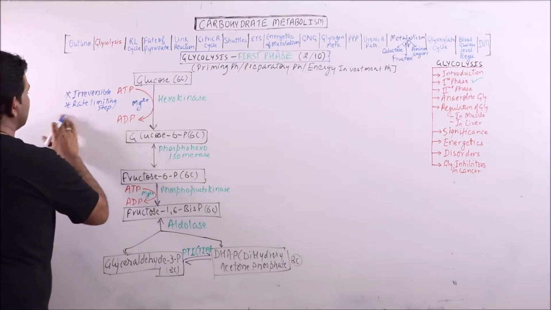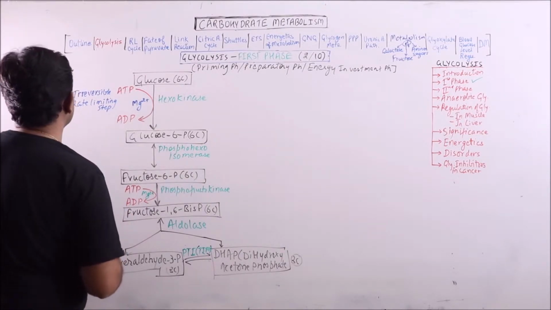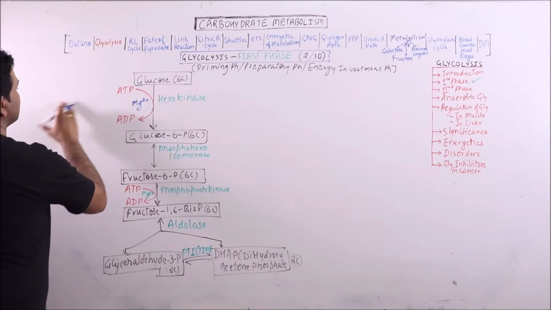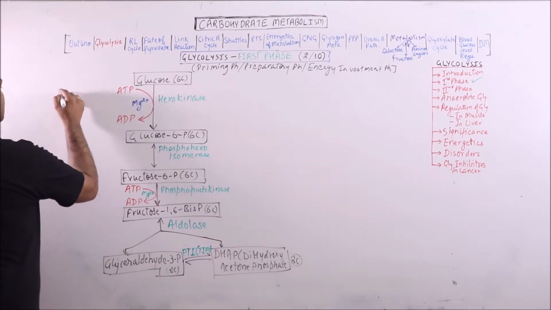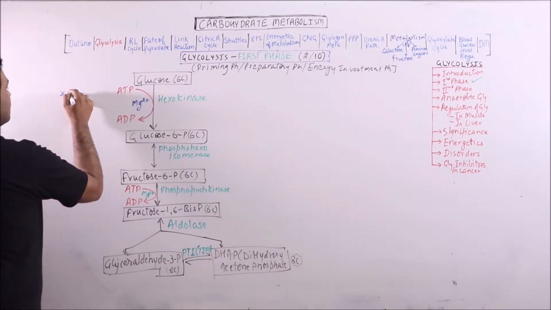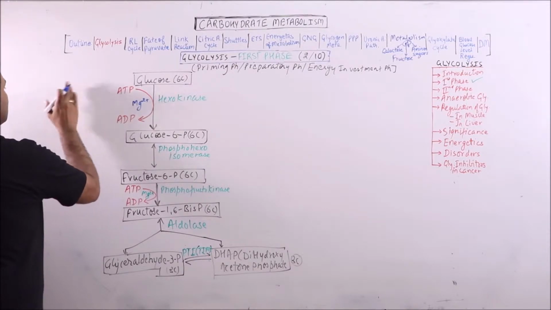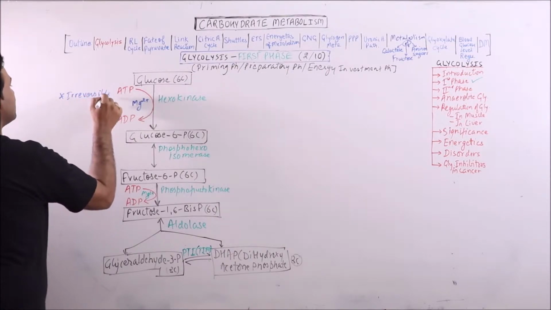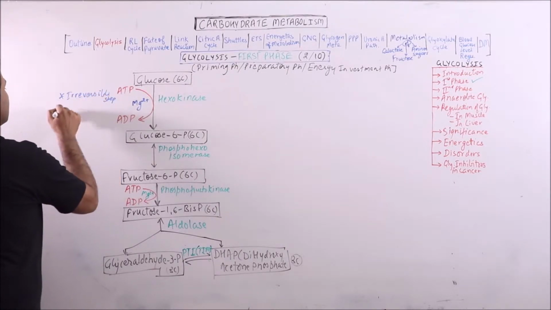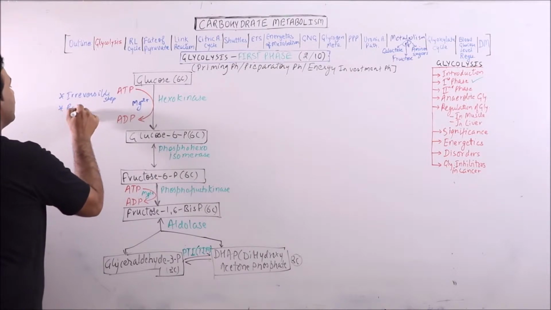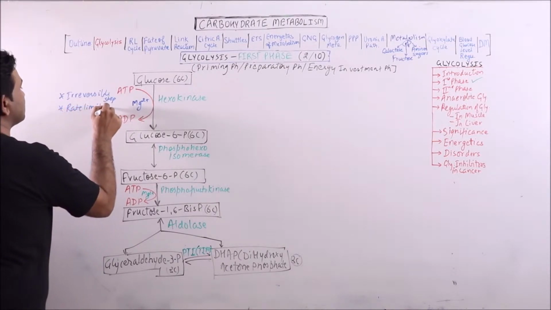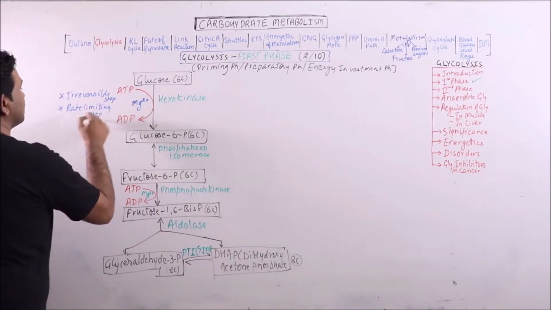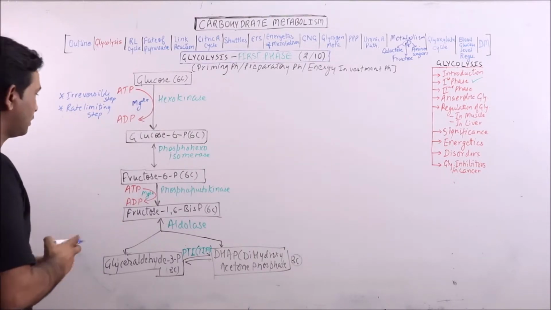And this is an irreversible step. This is a rate limiting step. That is the slowest step.